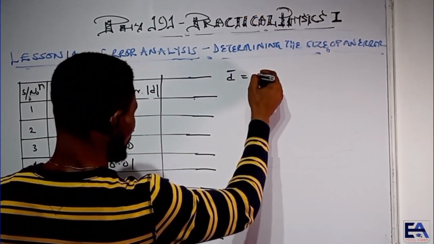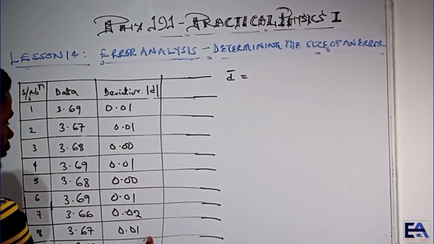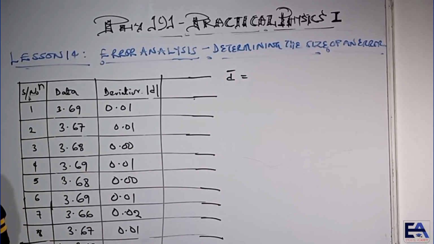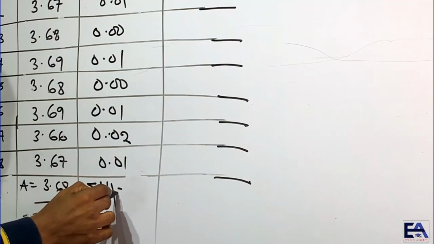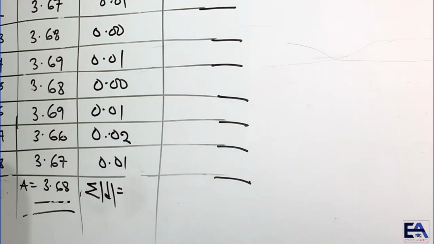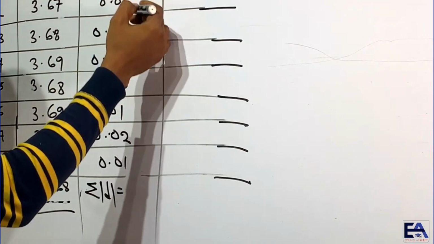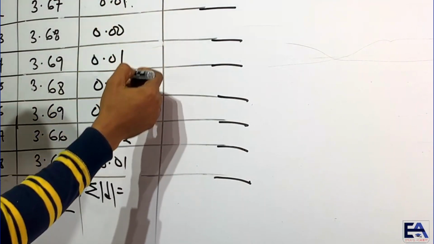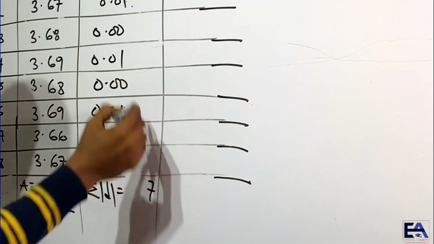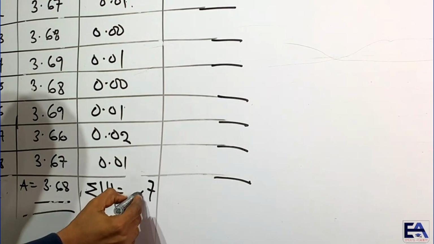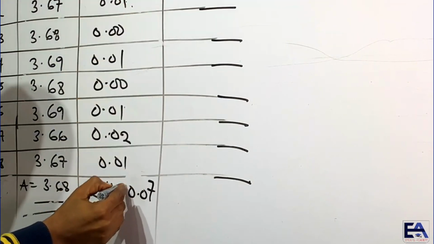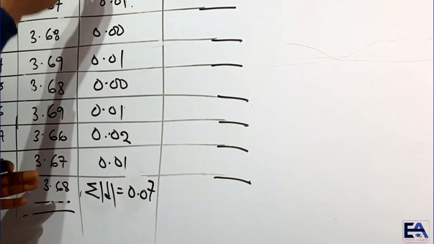Bar D will be equal to the total value, all right? Let me take this one as the summation of this. So let's find the summation first. We have 1, 2, 3, 4, 5, 6, 7. We have 7, 0, 0, 0, 0, 0, 0, okay, 0. Then everything is 0. So we have 0.07. That's the summation of everything here.